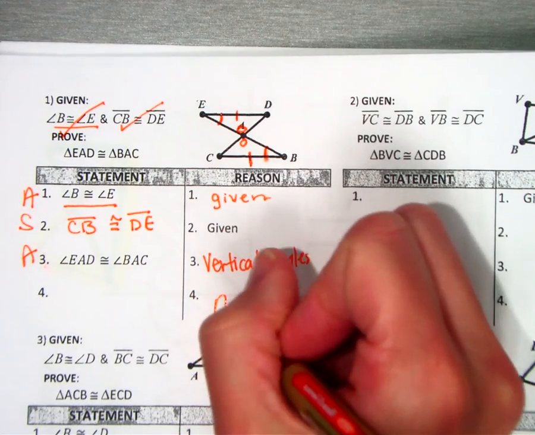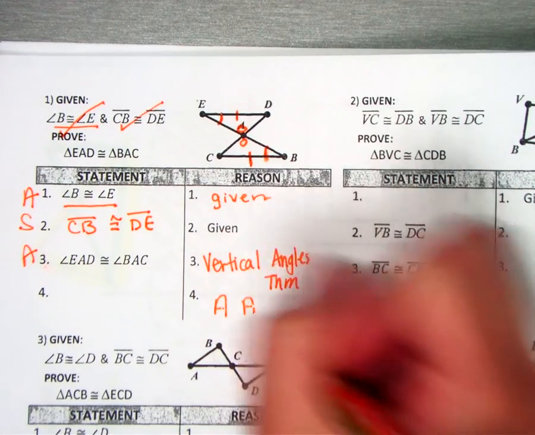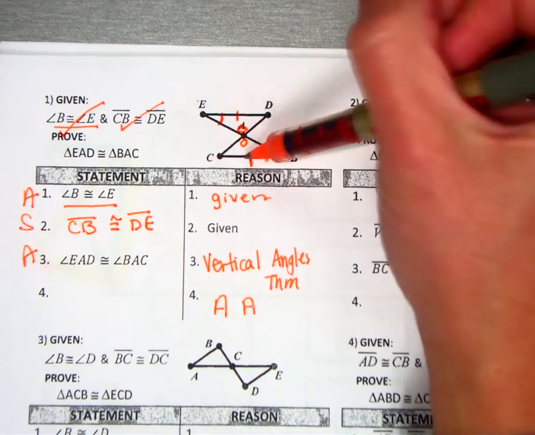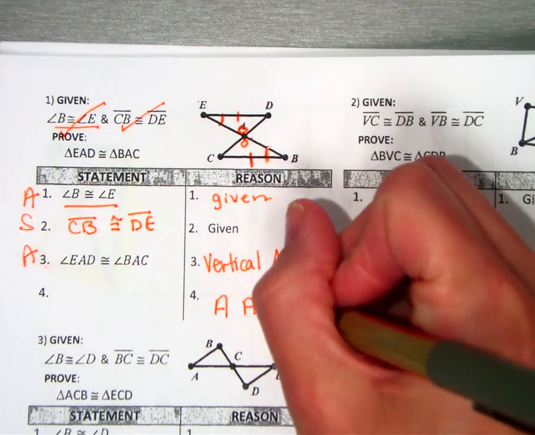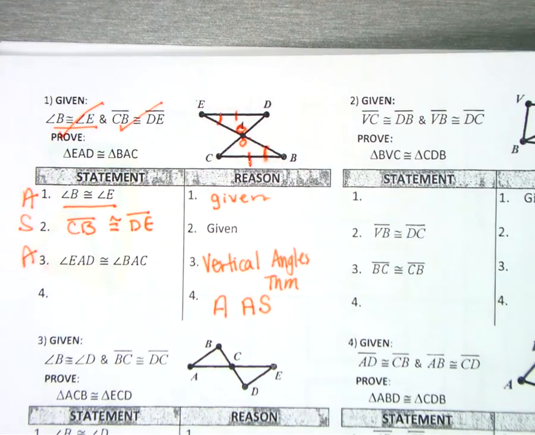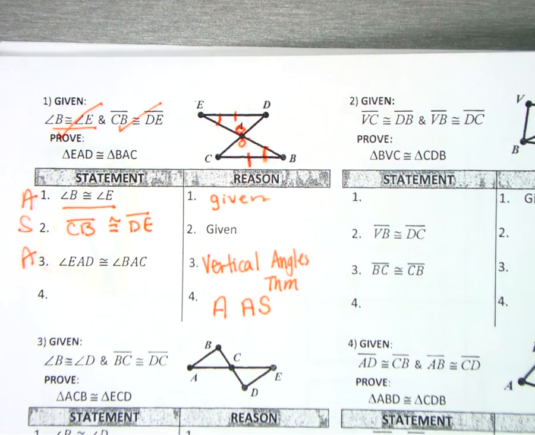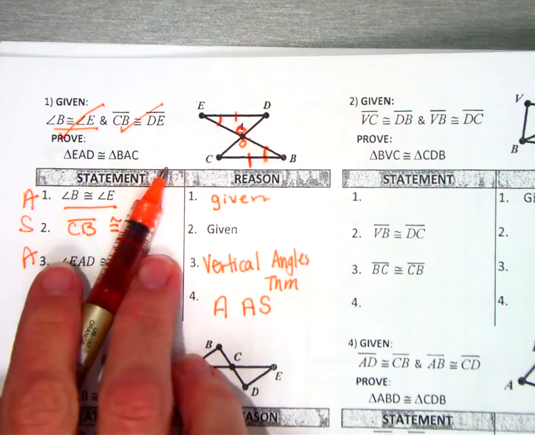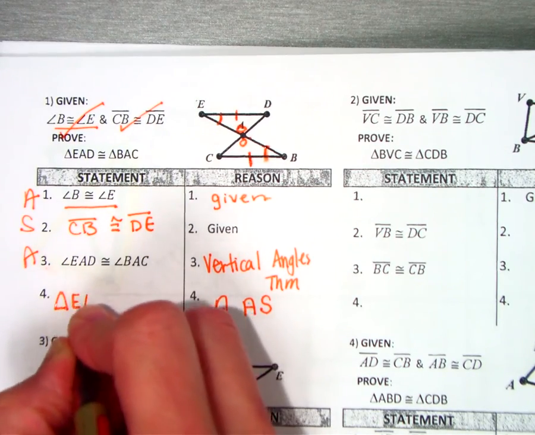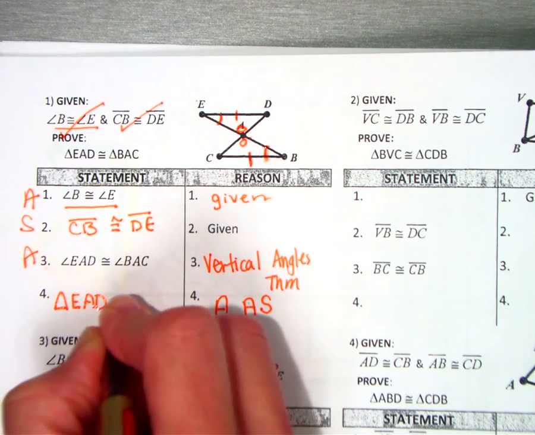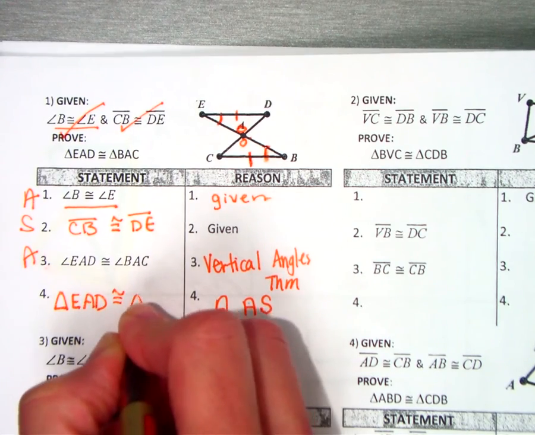So I'll write down my two A's, but then before I write in my S, I check to see, is that S in between the two A's? Nope. So I shouldn't slide the S in between. And I'll write it here at the end. And my last statement is going to be this proof statement, triangle EAD is congruent to triangle BAC.